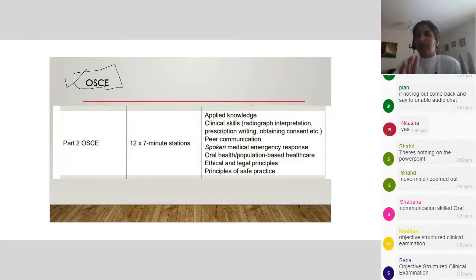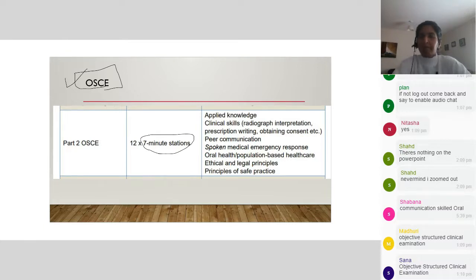Okay, so these are the main things where they perform you, and they are very short stations. They are just 7-minute stations, and you get 7 minutes to show whatever they have asked: your skill, the knowledge, the way you speak, whatever they have asked you to do, you just have 7 minutes to prove your point.